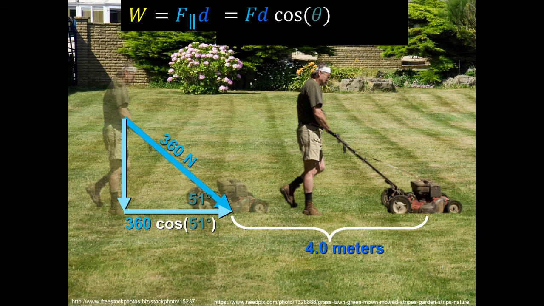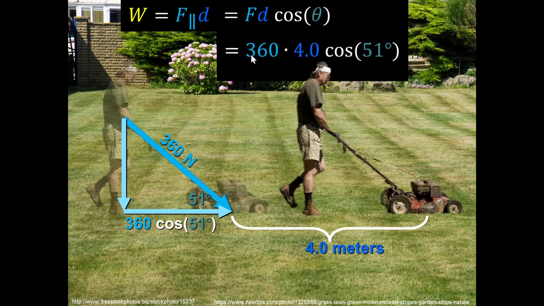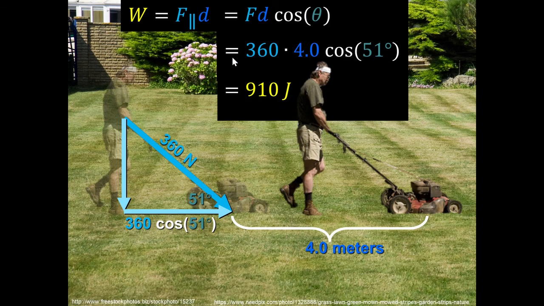Or instead of taking force times the cosine of the angle times the distance, it'd be the same thing, because multiplication can be done in any order. You could take the force times the distance and then multiply by the cosine of the angle. All right, so force parallel to the distance. If the force is not parallel, you can multiply by the cosine of the angle between those two to find the component that is parallel. Okay? So when we plug our numbers in there, 360 times 4.0 times the cosine of 51, this person did 910 joules of work just moving the lawnmower from there to there.